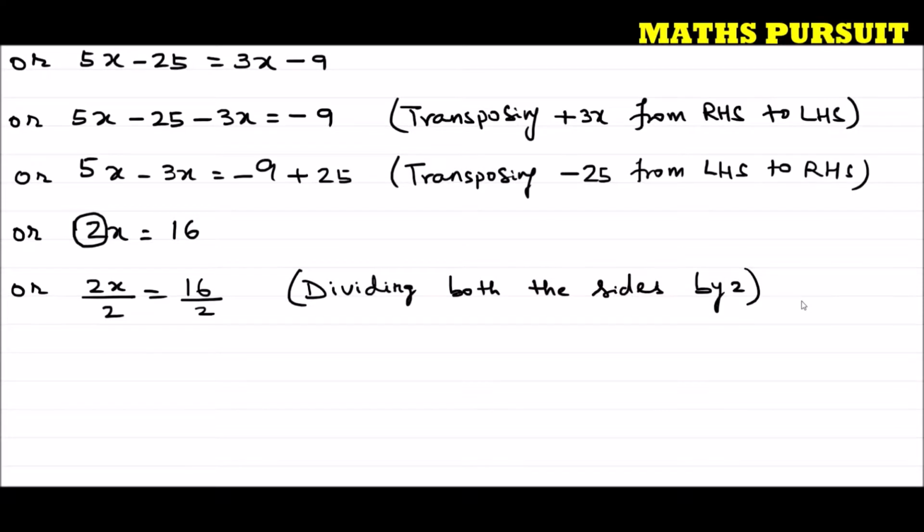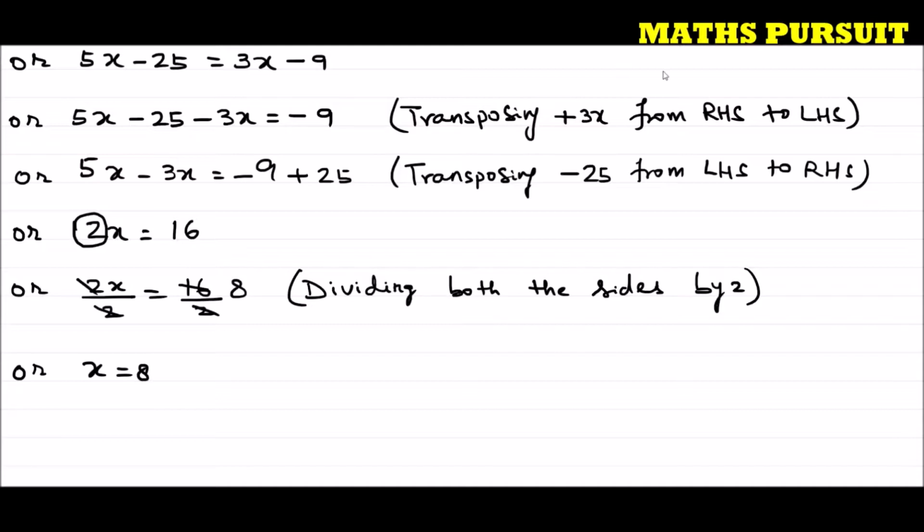And if I am dividing something on the left side of the equation, I should also do the same thing to the right side of the equation. This is what you very well know. Or I can write x is equal to 8. How 8? These two cancel out and 2 8s are 16.